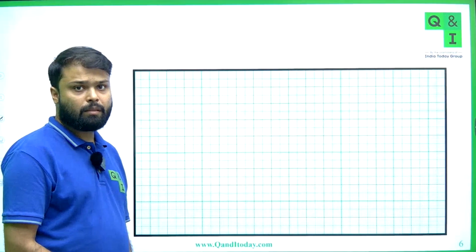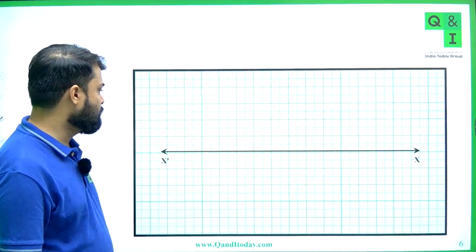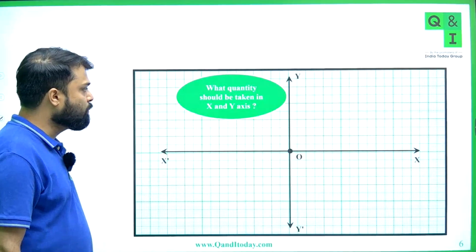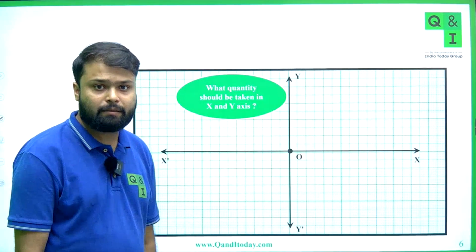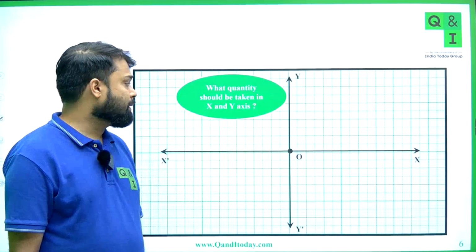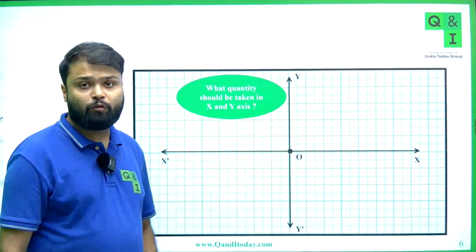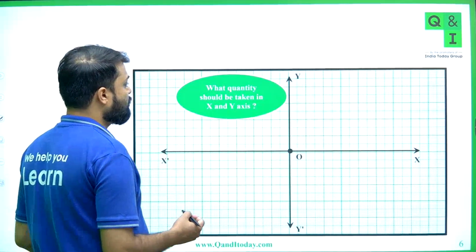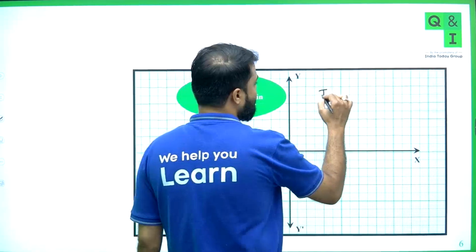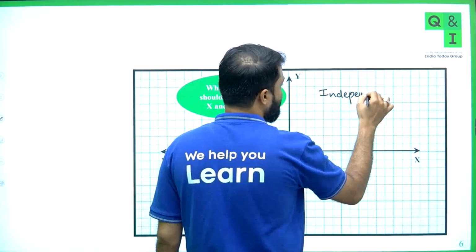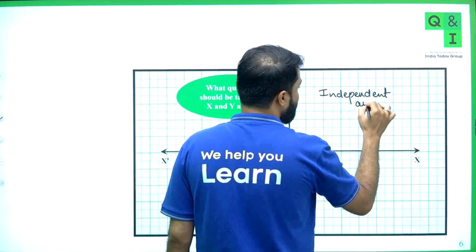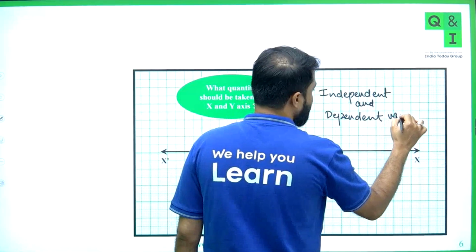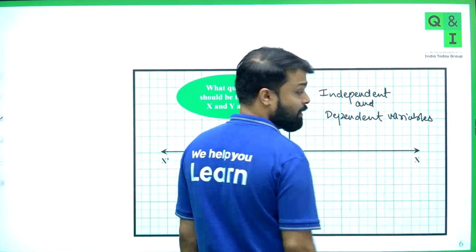Okay, so you can see there is a graph. There is an x-axis and there is a y-axis. The first thing that comes to mind is what quantity should be taken on the x-axis and on the y-axis. Basically, on the x-axis and y-axis we have two variables. The variables are independent variables and dependent variables.